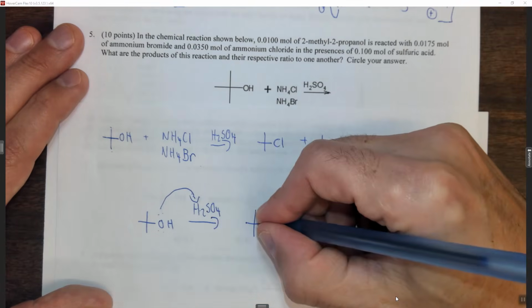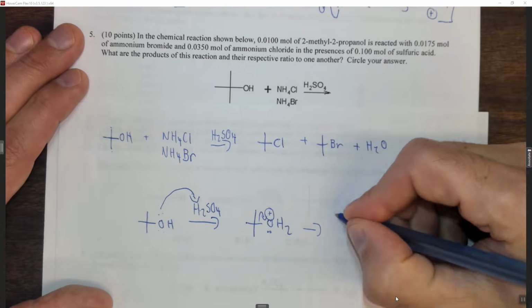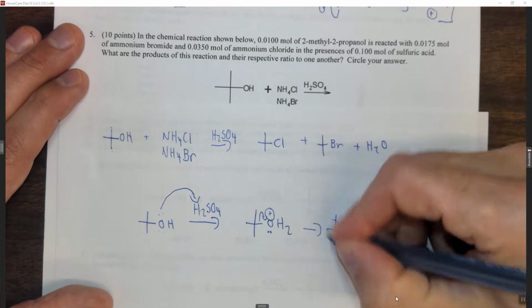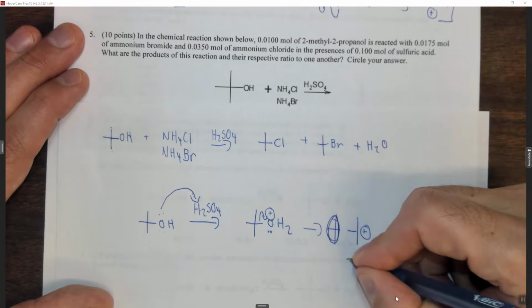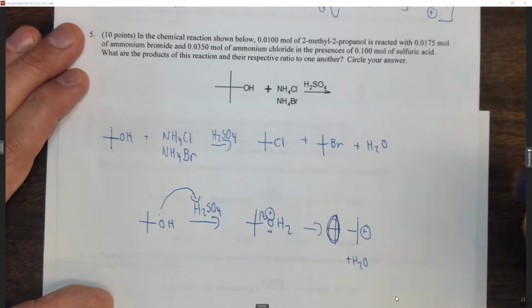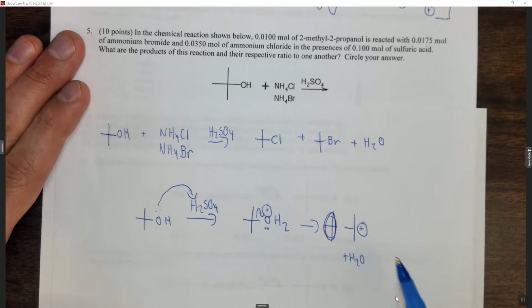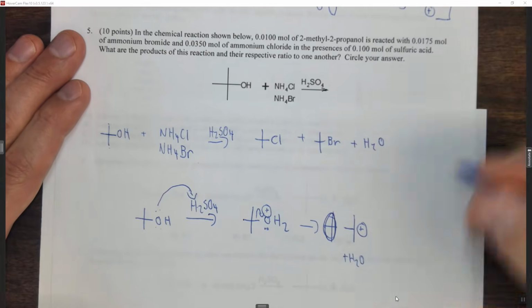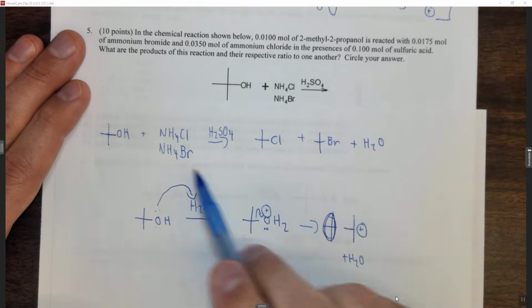Now we have a good leaving group, and it can simply leave. And when it leaves, we end up with this carbocation right here plus water. And this carbocation, although stable enough to form, is not particularly stable, so it's going to want to react with whatever is available. Well, what's available?